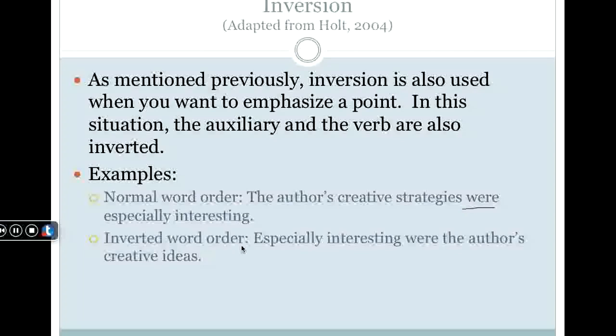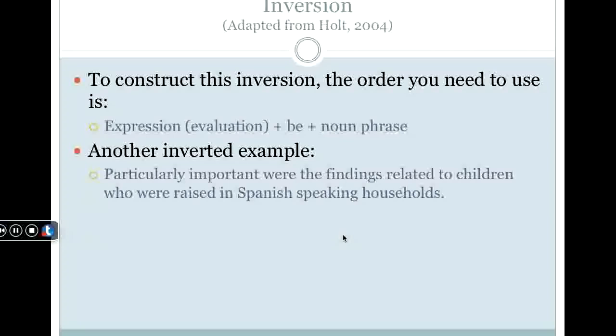And we have inverted word order. "Especially interesting were the author's creative ideas." So to construct inversion, you need to use some sort of expression, which, as I mentioned earlier, could be some sort of evaluation. Then you need be, and then you need the noun phrase. So the noun phrase makes up the end.